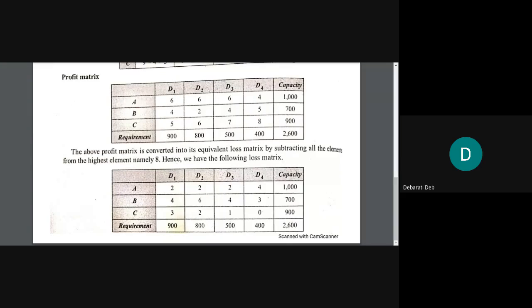Okay. So, do this step again. You will have to deduct all the numbers from the highest element, that is 8. You will have to write the line also. Okay, after writing the profit matrix and finishing it off, you will have to write these 2 lines also.